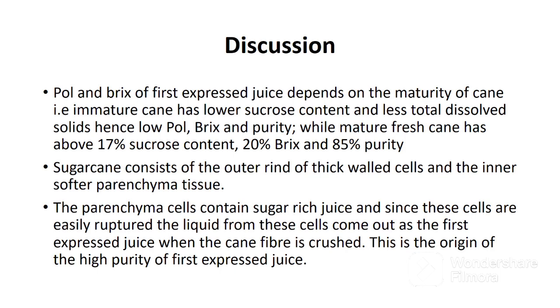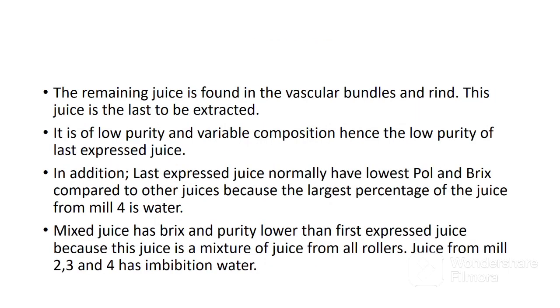The remaining juice is found in the vascular bundles and drained. This juice is the last to be extracted. It is of low purity and variable composition, hence the low purity of last expressed juice. In addition, last expressed juice normally has the lowest pol and Brix compared to other juices because the largest percentage of the juice from mill 4 is water.